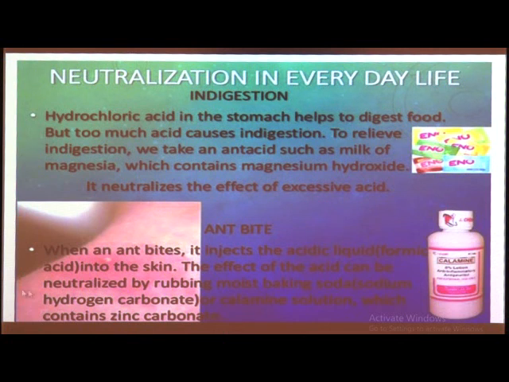This sodium hydrogen carbonate and this zinc carbonate are basic substances, or bases, which are going to neutralize that formic acid.